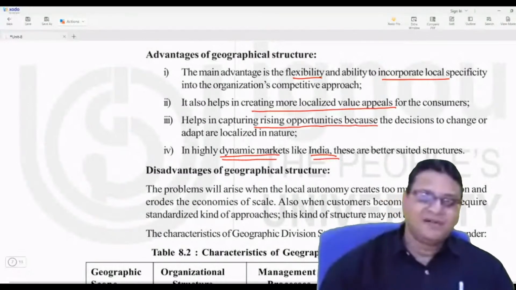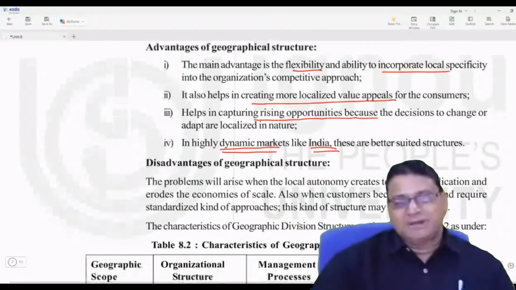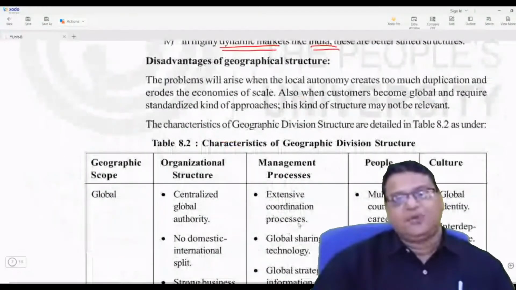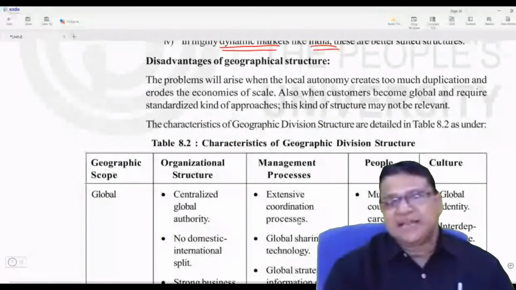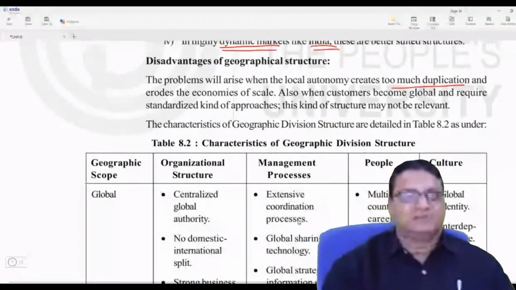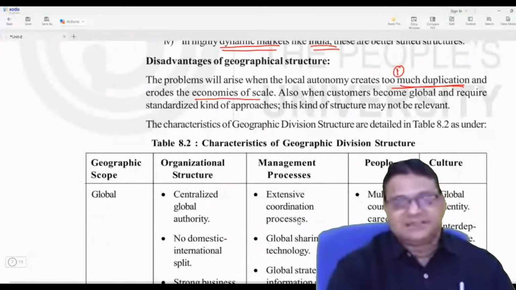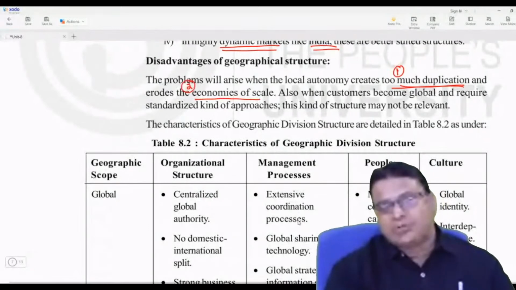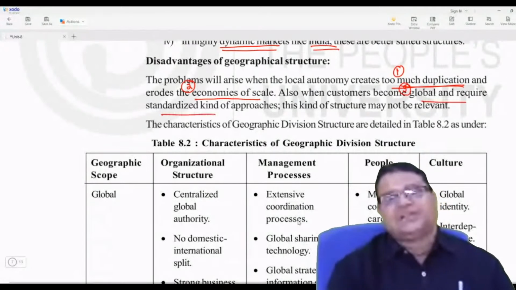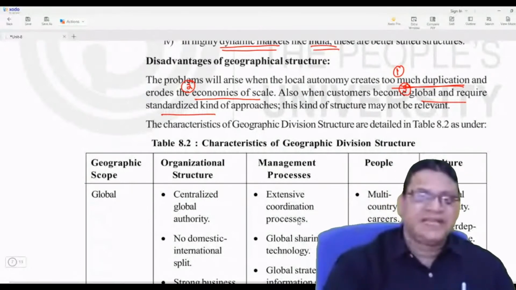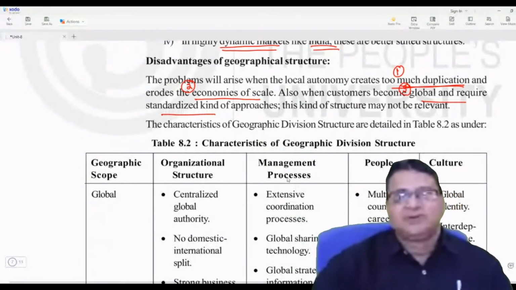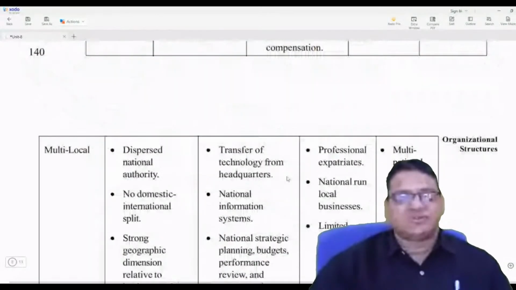But there are certain demerits of geographic division structure. What are the demerits? The first important demerit is it will create much duplication of work, and it will erode economies of scale. Again, when the customers require a standardized, global product, this particular strategy may not operate. So these are the disadvantages of geographic structure, global geographic structure.